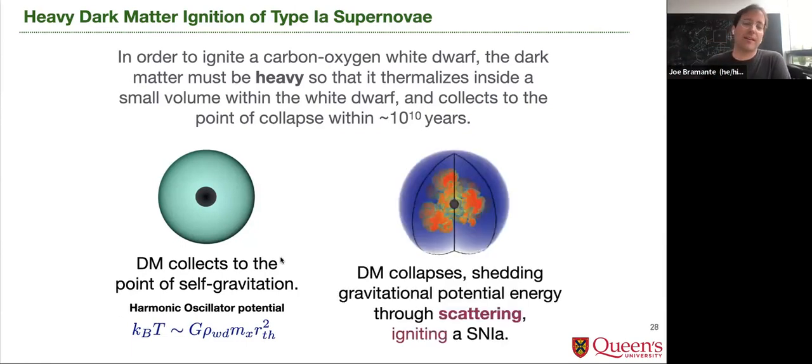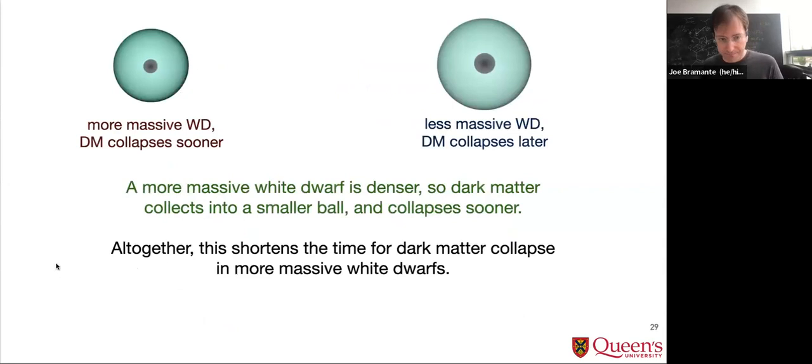And it turns out that within the lifetime of the universe, for a lot of dark matter parameter space, you can find that dark matter will collapse inside of the white dwarf, and that the heating that would be injected just through dark matter nuclear interactions inside the white dwarf is enough to ignite a type 1a supernova.